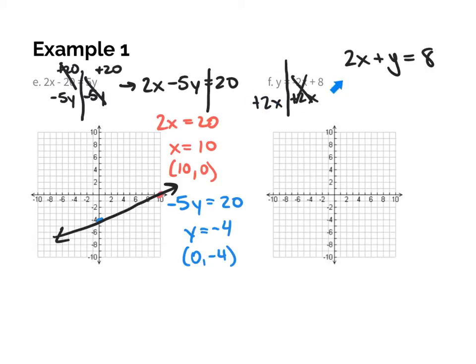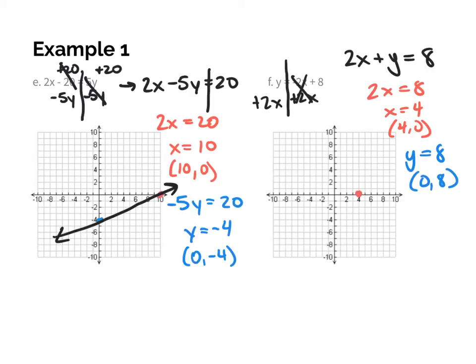But I don't want to confuse myself. Since the 2x is positive, the y is positive, I'm going to write in the same order. But what that then allows me to do is write 2x equals 8 to find my x-intercept of 4. So I got (4, 0) there. And then I can use my y equals 8. Whoa, that's solved already. So that means my y-intercept is at 8.